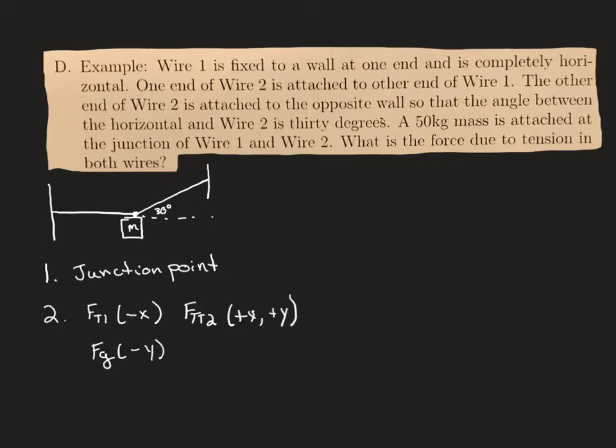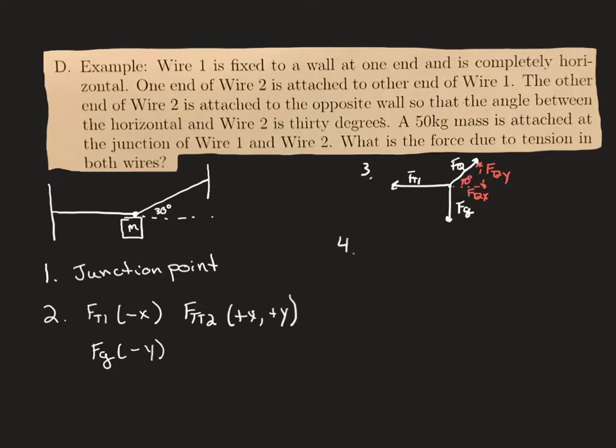Alright, we now need to draw our free body diagram. We have a force of gravity down from the mass. We have a force of tension 1 that acts in the negative x direction, and then a force of tension 2 that acts in the positive x and positive y. So we can draw in our components. This would be force of tension 2 in the x, this would be force of tension 2 in the y, and this would be our 30-degree angle in here.